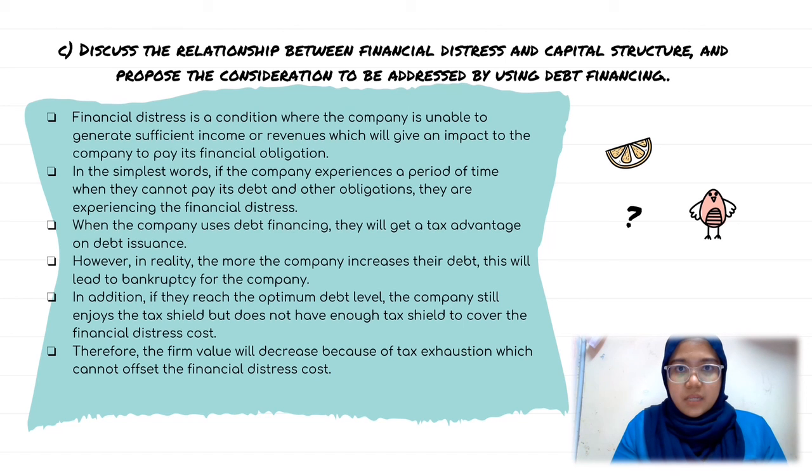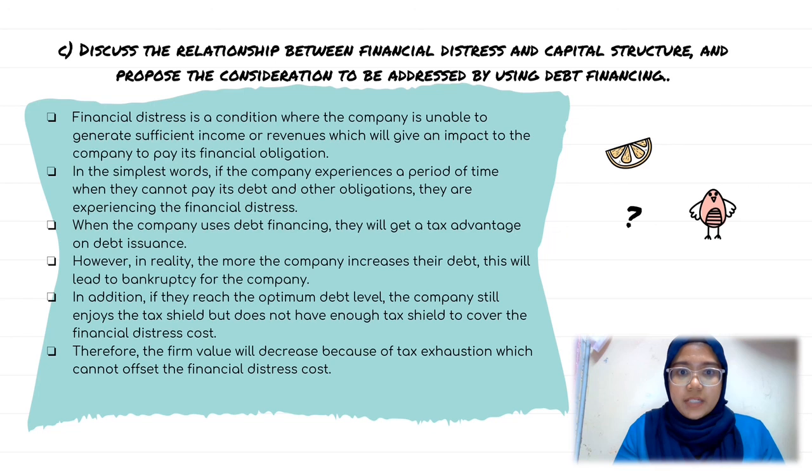Okay, next I will explain question C. Discuss the relationship between financial distress and capital structure and propose the consideration to be addressed by using debt financing. Financial distress is a condition where the company is unable to generate sufficient income or revenues, which will impact the company's ability to pay its financial obligation. In the simplest words, if the company experiences a period of time when they cannot pay its debt and other obligations, they are experiencing financial distress.